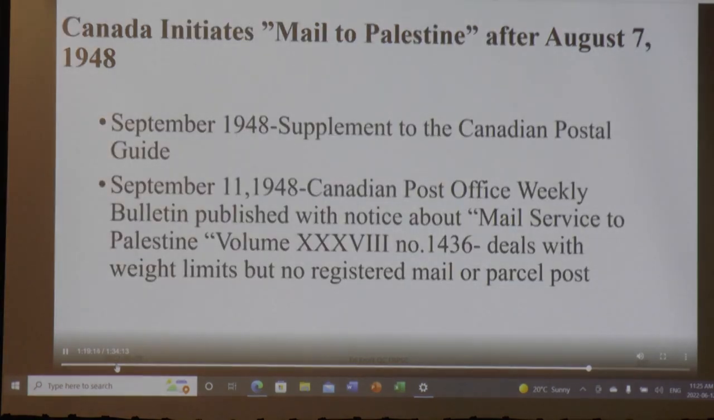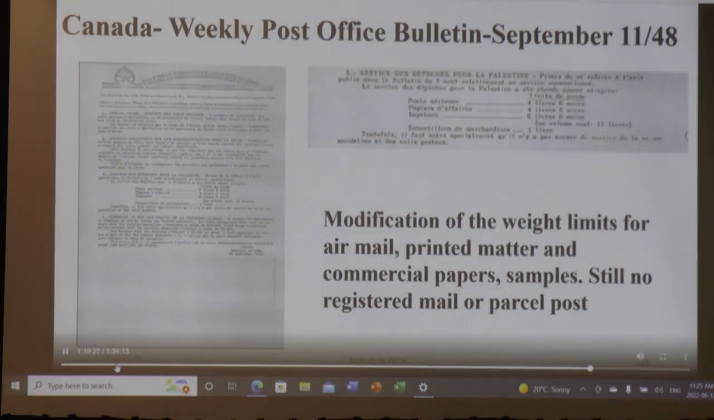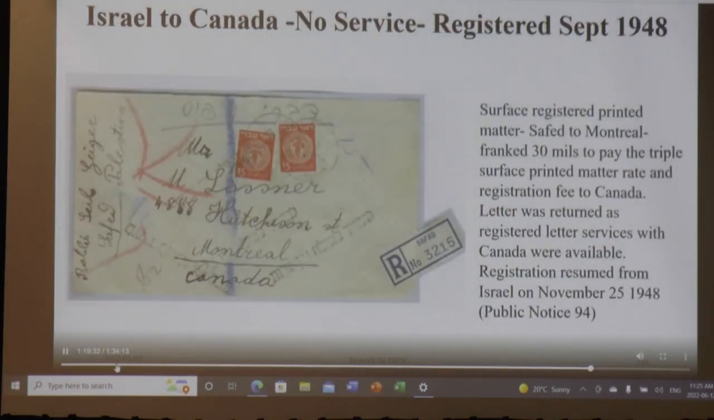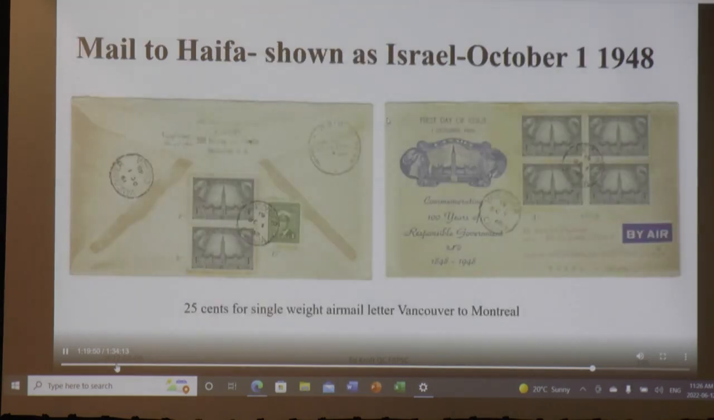something that necessarily wasn't supposed to be reflected on correspondence so inadvertently. The postal circulars are starting to be redrafted, but Canada's still referring to mail service to Palestine. Even though it's after August 7th, 1948, there are new circulars that are put out, more and more services, more and more airmail, but Canada still doesn't have registered mail with Palestine. So this is Israel to Montreal. It's sent by registered mail out of Safed in northern Israel, and it says in Hebrew that it's being returned for no service because there wasn't registered mail.